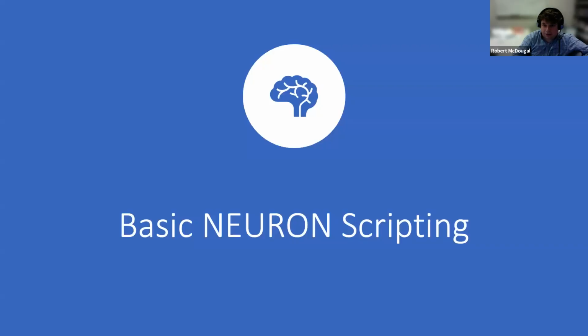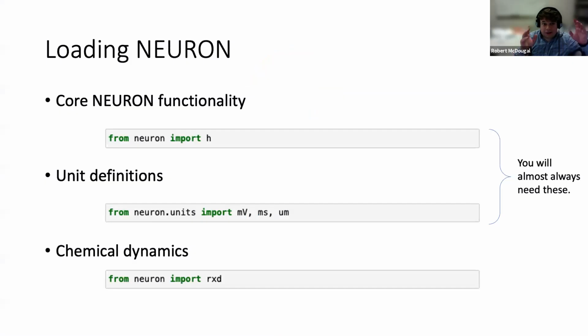Let's talk about doing stuff with Neuron. First of all, we've already said you're almost always going to need the core Neuron functionality that's available within the h submodule. So basically every Neuron code that we're going to write is going to start with from neuron import h. Cool. Saved you one line on all of your publications.